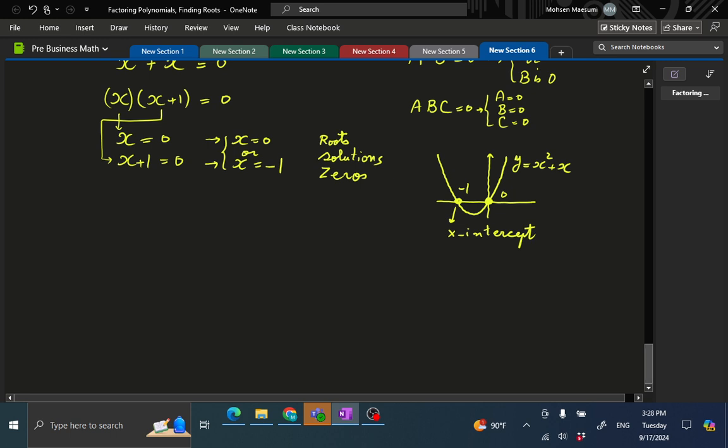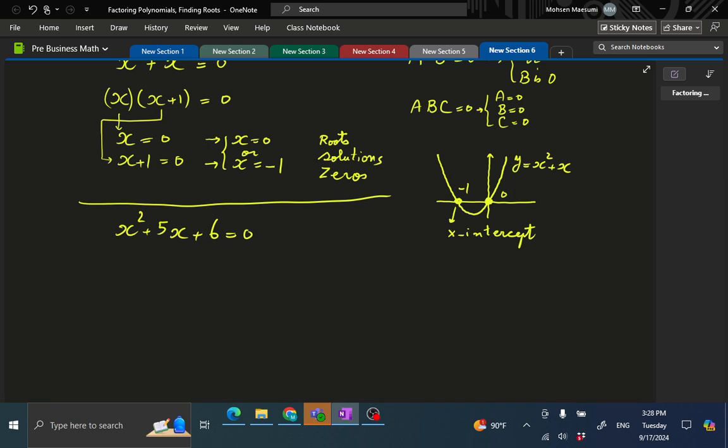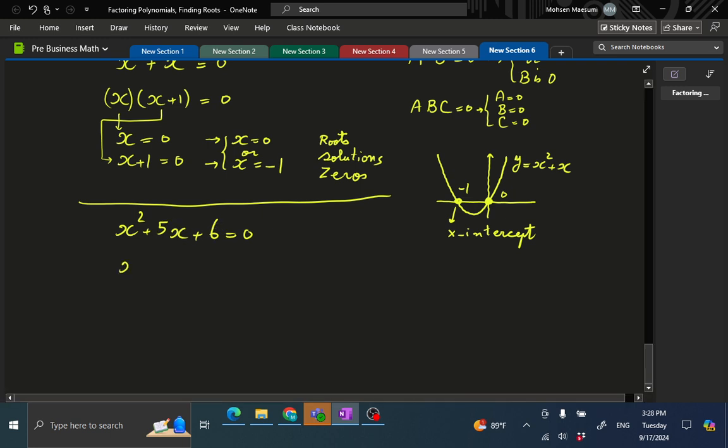Let's try another one. Suppose I have x squared plus 5x plus 6 equal to 0. I want to find x's that make this a true statement. What do we do? We factor this thing. Remember how we did that? Find two numbers such that the product is 6 and the sum is 5. We did this last time. We found out that the answer is x plus 2 times x plus 3.